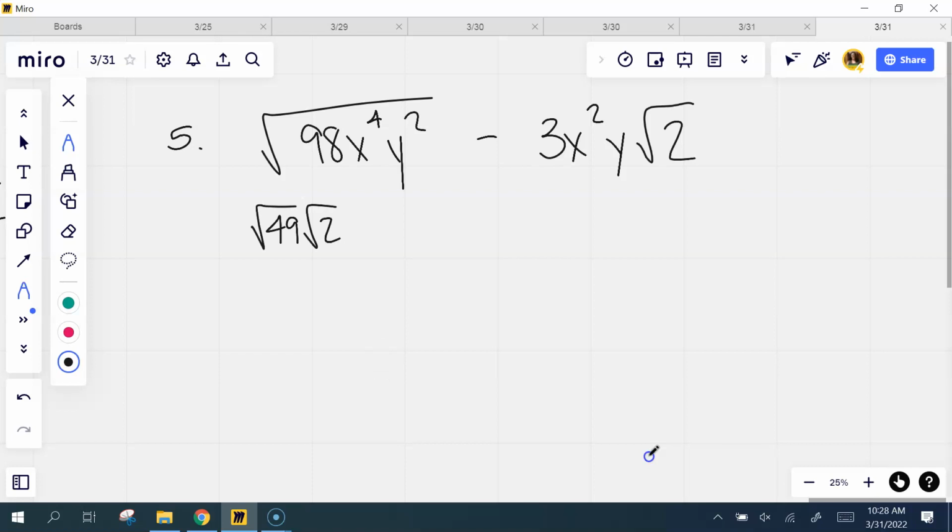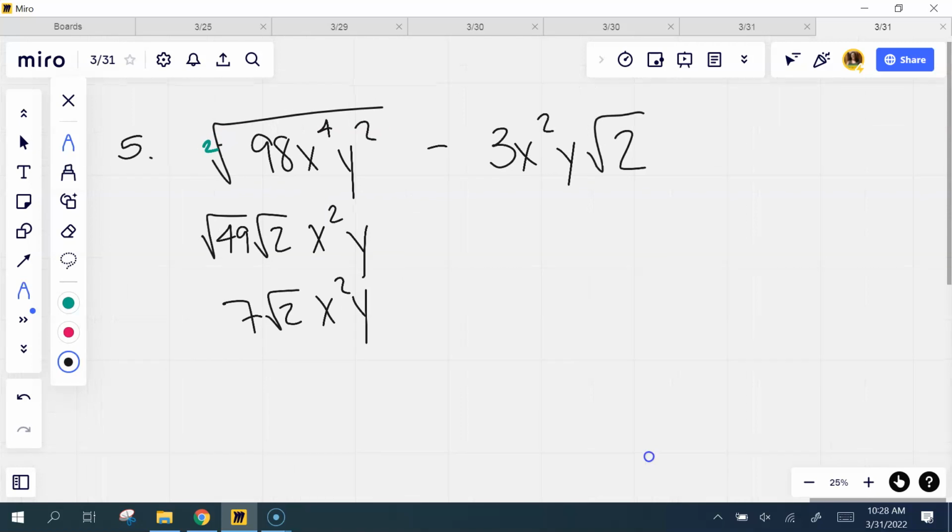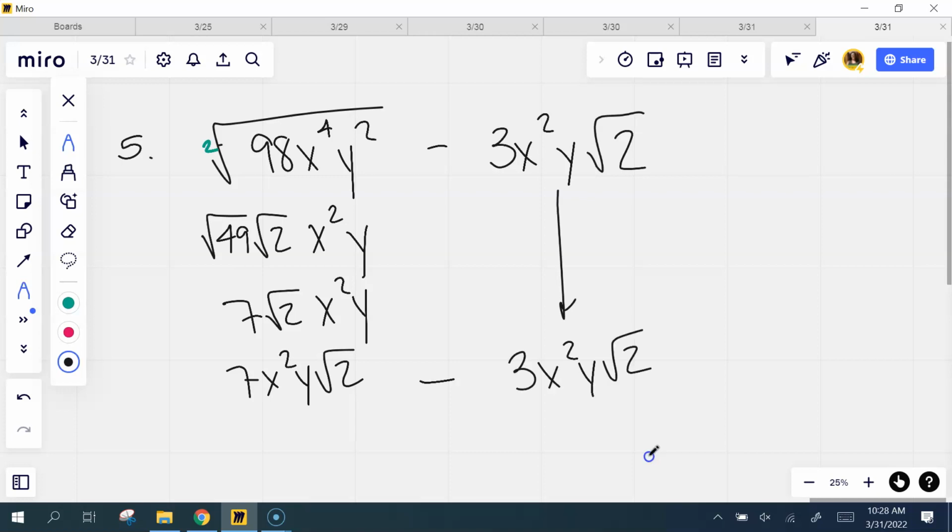Remember our little trick with variables. How many times does 2 go into 4? 2. And how many times does 2 go into 2? 1. 7 times the square root of 2, x squared y. So if I put what's outside the radical together and then what's under the radical, I end up with 7x squared y square root of 2 minus 3x squared y square root of 2.